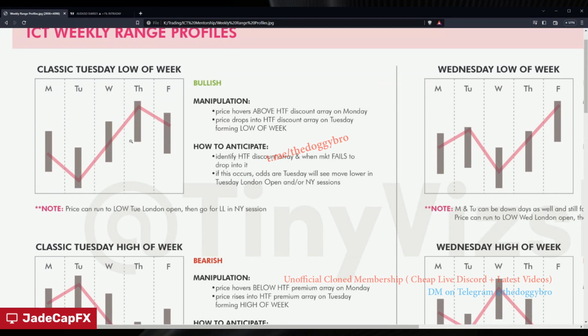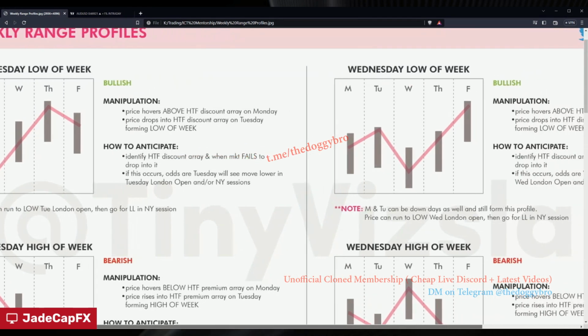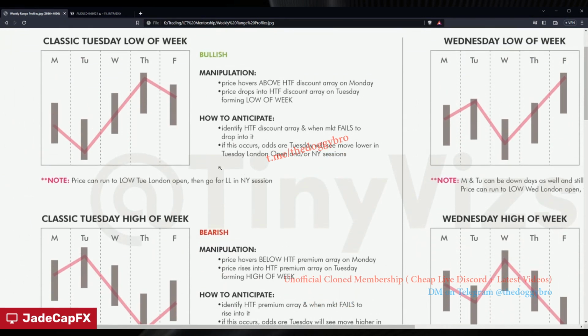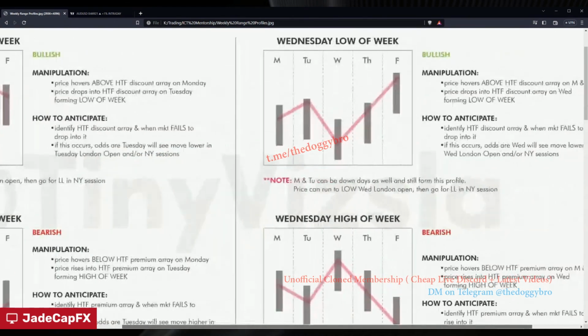If I look at the calendar and I see a high impact news event on Tuesday, I might expect the low or the high of the week to be put in, depending on if I'm bullish or bearish. So that covers these two. If there's high impact news on Tuesday, you might see the London open or New York session low or high of the week.